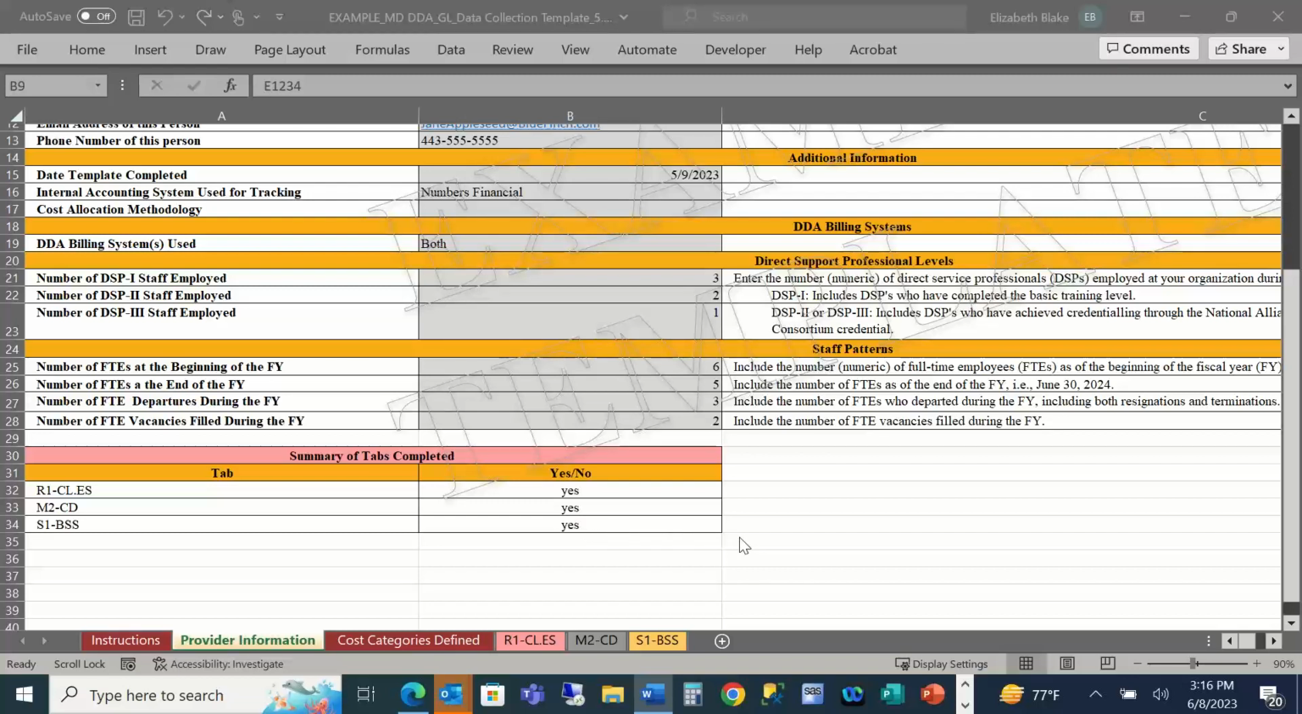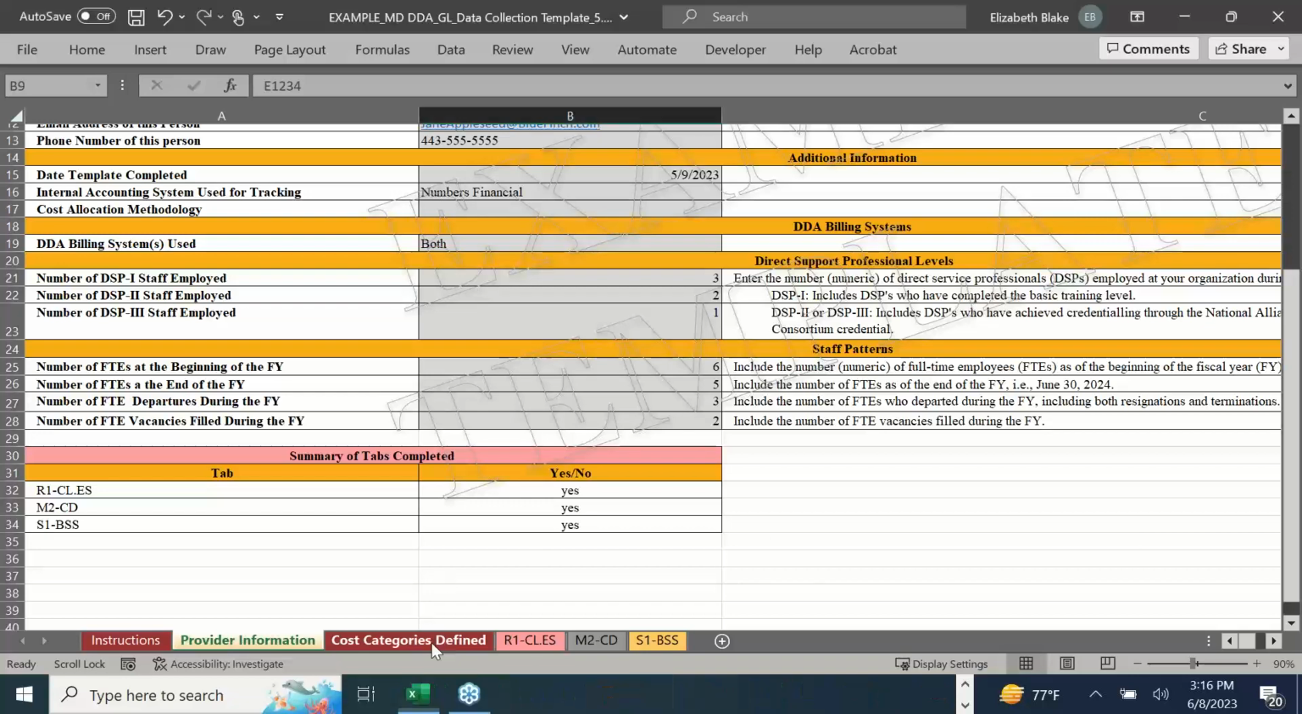As soon as you enter any type of information into one of the residential services tabs, meaningful days, support services, or wherever, that tab is going to auto-populate here, and it's going to say yes. This is going to be really helpful for you when you're reviewing your tab to make sure that you've put everything in that you need to, and also helpful for us when we go back and look through your completed templates.